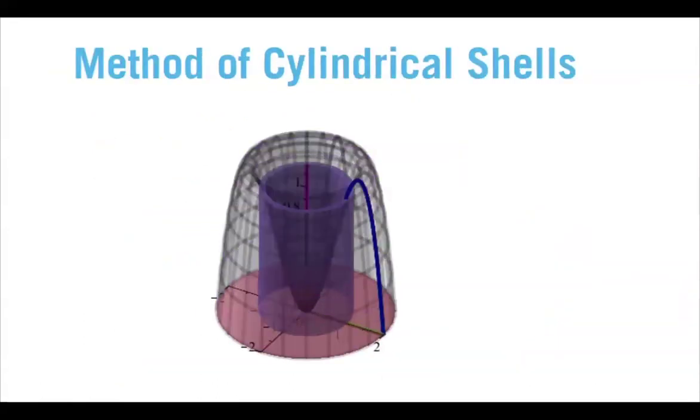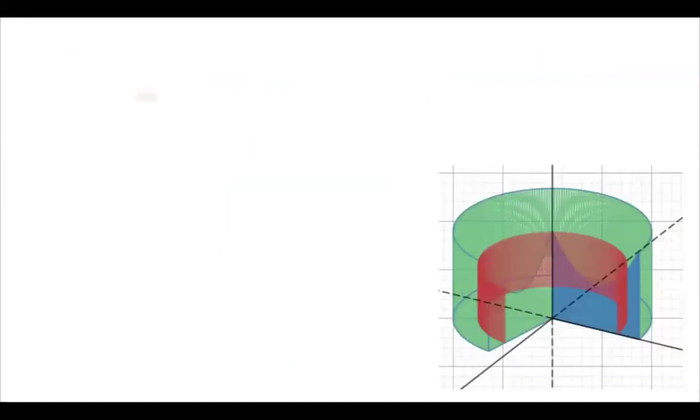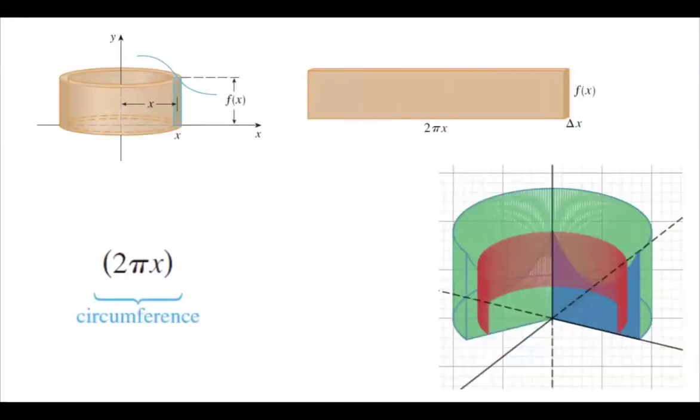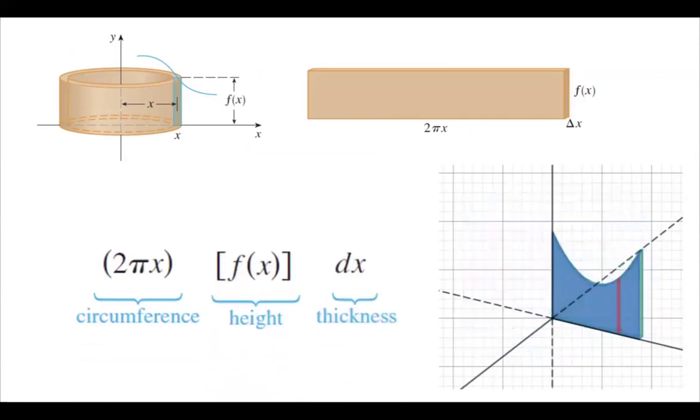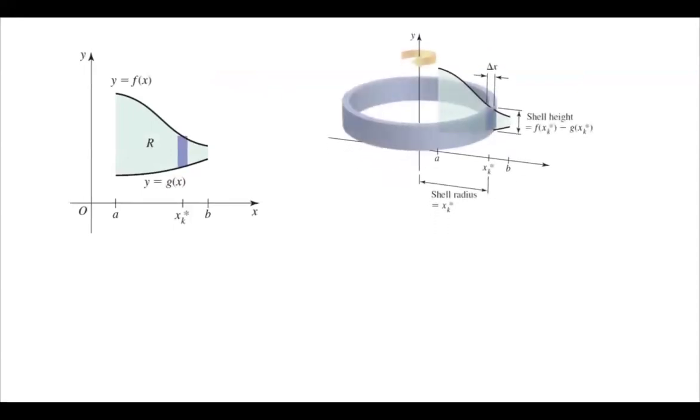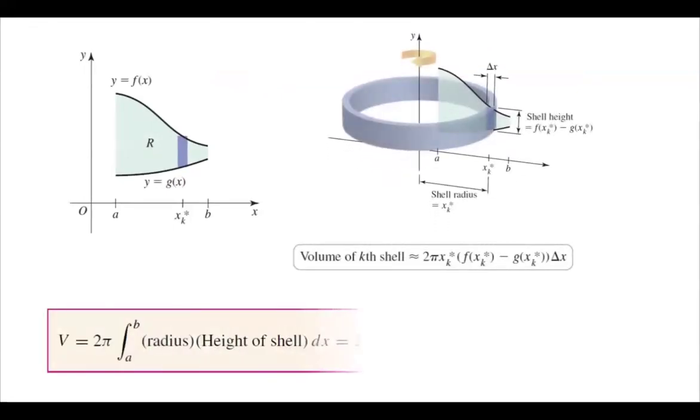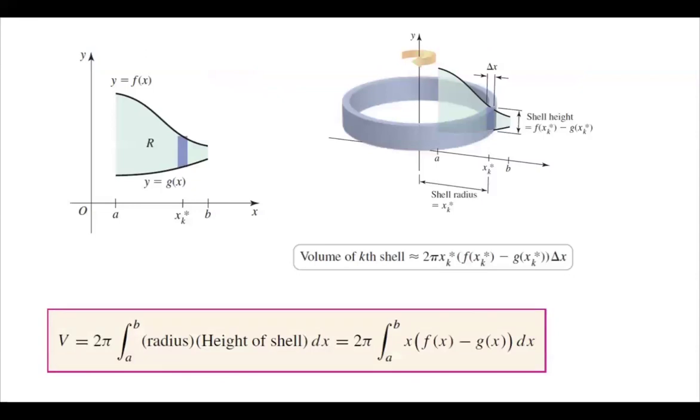So again, always remember the method. The cylindrical shell method, you need the circumference of the shell times the height times the thickness, and the limit of the Riemann sum gives you the definite integral. And in general, if you have two curves, and if you're revolving your object about the y-axis, shell method says the volume is 2 pi times the definite integral of x times f of x minus g of x, dx. If you're revolving about the x-axis, then you have to write everything in terms of y.